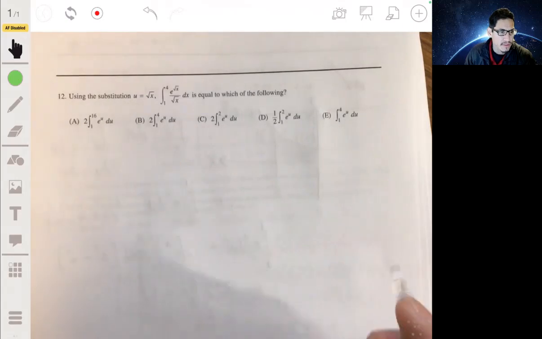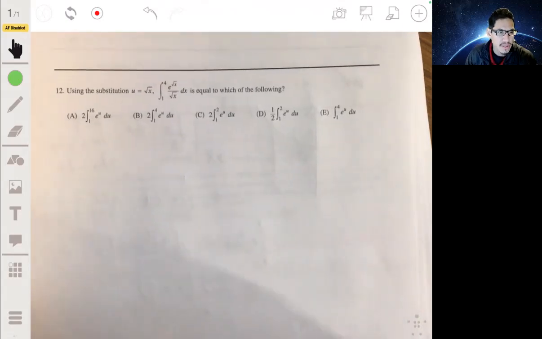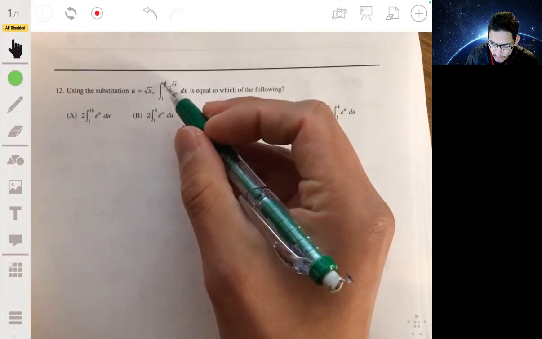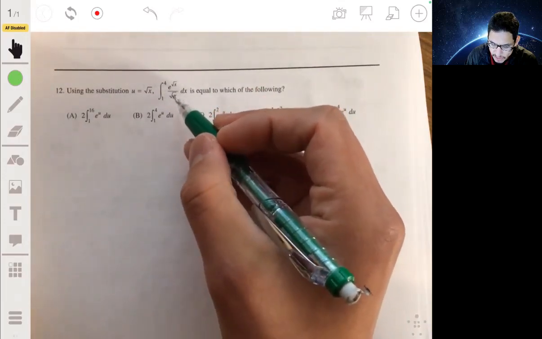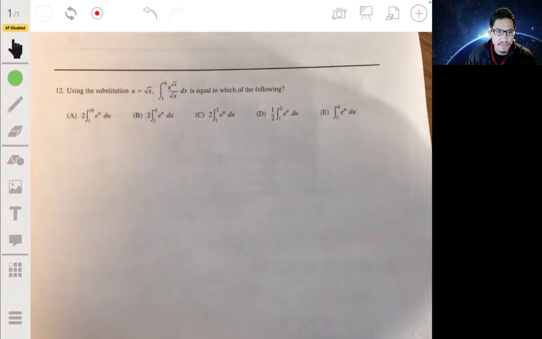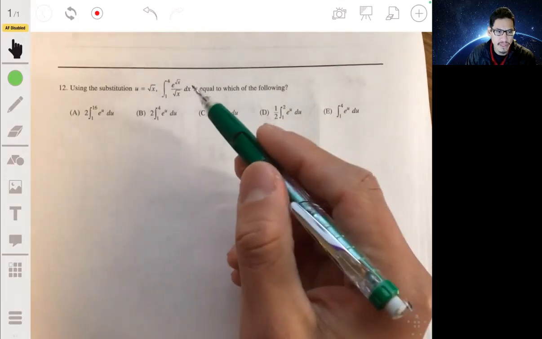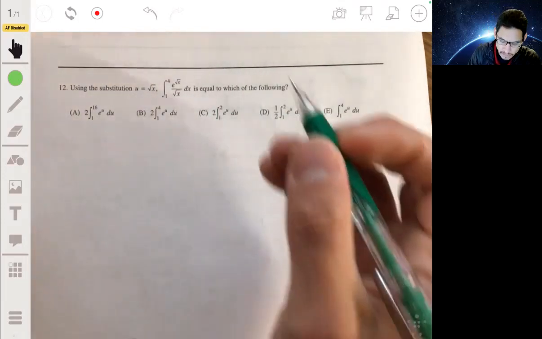All right, using substitution, u equals square root of x, we're going to integrate the integral from 1 to 4 of e to the square root of x over square root of x dx. This is equal to which of the following? Oh, so we don't have to actually go all the way and evaluate it. We just have to find which one it matches up with.